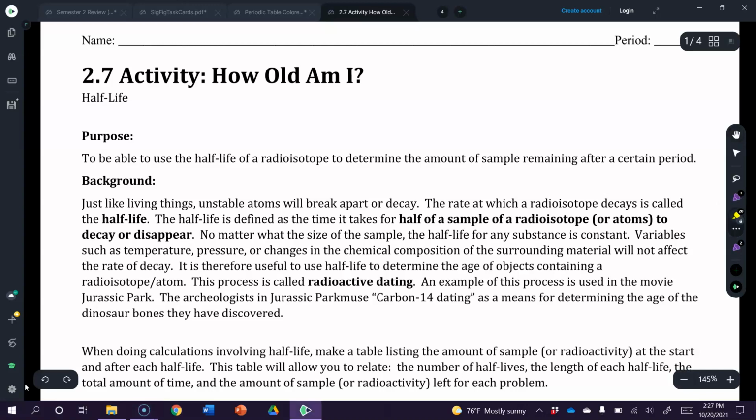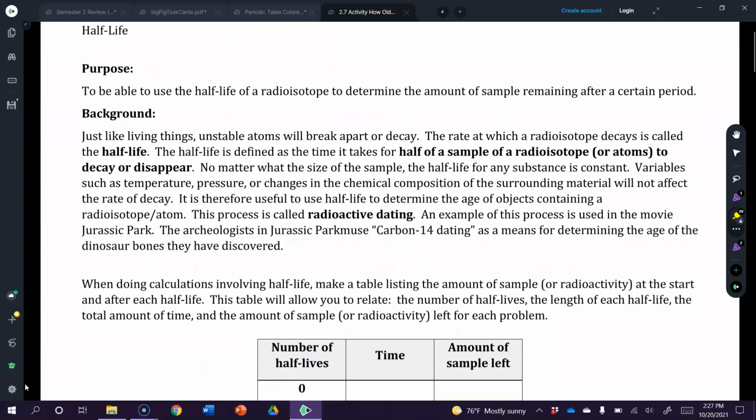Okay, so a little bit of background. Just like living things, unstable atoms will break apart or decay. The rate at which a radioisotope decays is called the half-life. Half-life is defined as the time it takes for half of a sample of a radioisotope or atoms to decay or disappear. No matter what the size of the sample, the half-life for any substance remains constant.